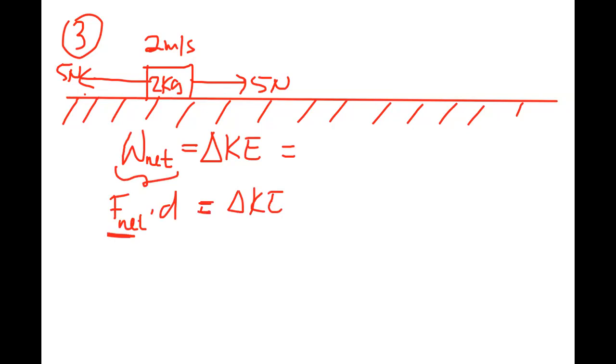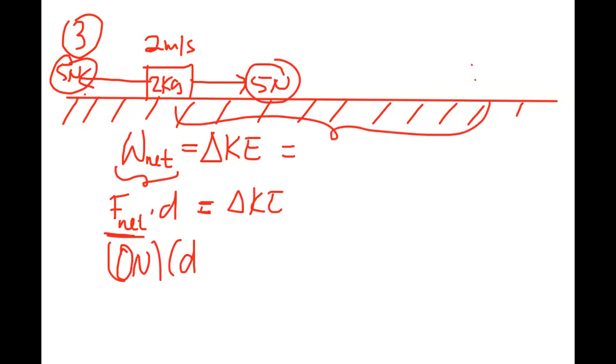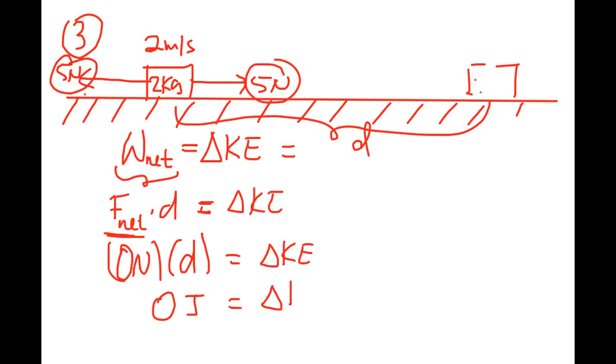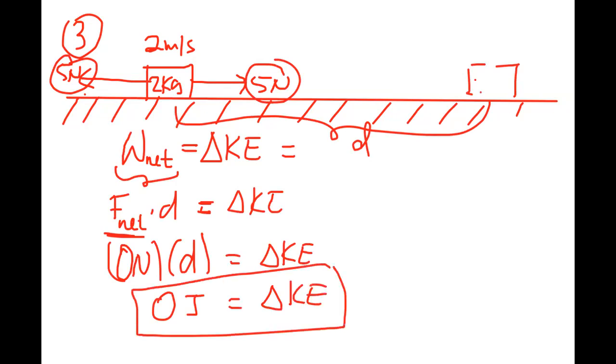And the net force, because you have 5 here and 5 here in the opposite direction, is just 0 newtons. 0 newtons times no matter what distance you might move. I don't know what distance you might move, it doesn't matter. You realize that 0 times d will be 0. So the change in kinetic energy is actually 0. So 0 joules will be the change in kinetic energy.